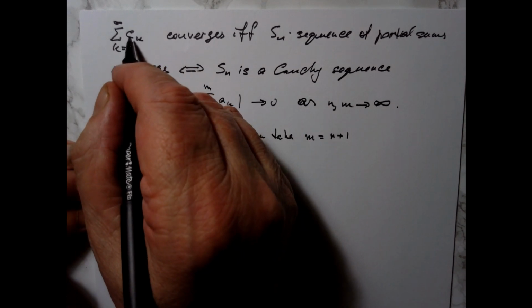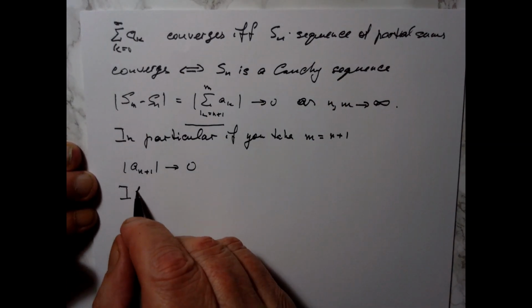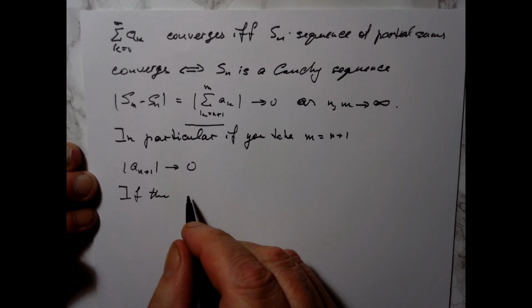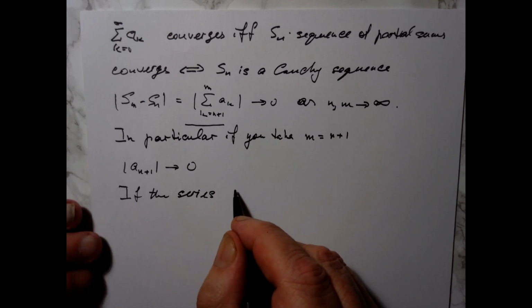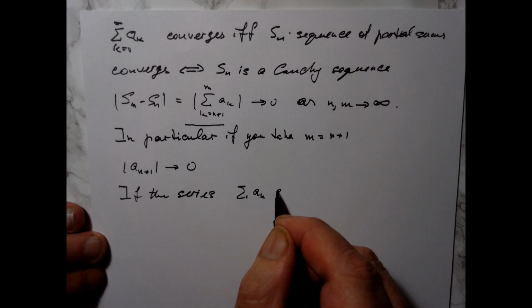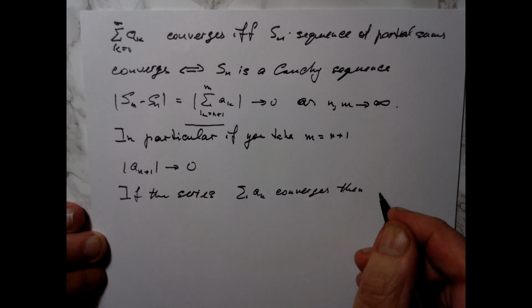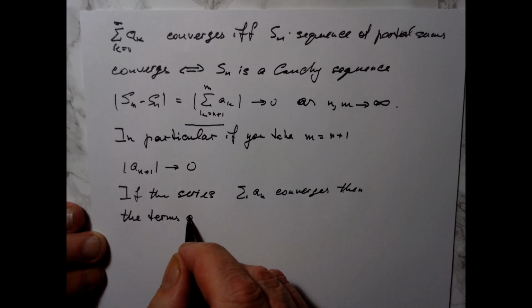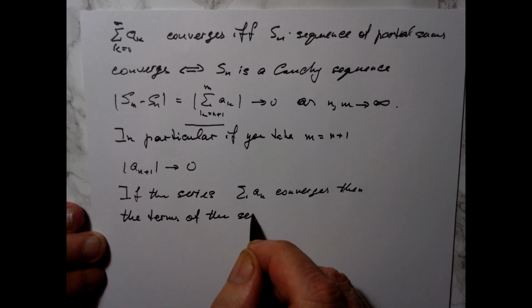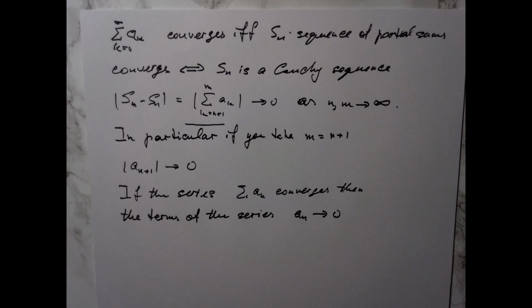Okay, so this was the series sum of a_k in this case. So the conclusion is that if the series sum of a_k converges, then the terms of the series a_n must converge to 0. Okay, this is a necessary condition, but not a sufficient condition.